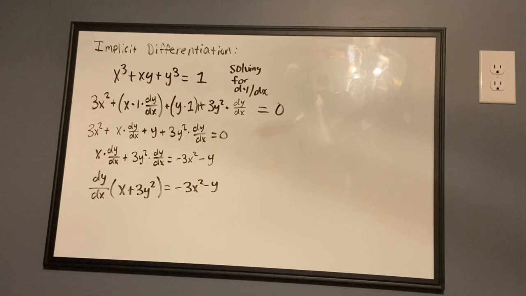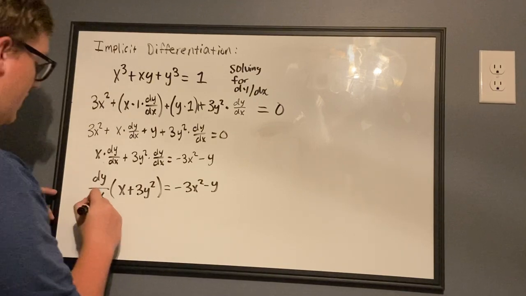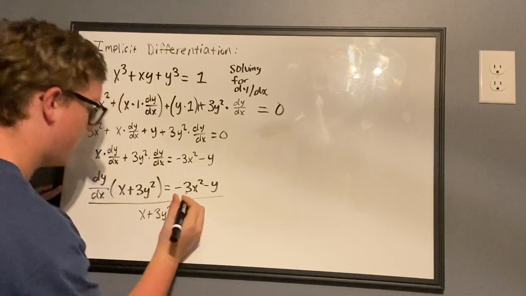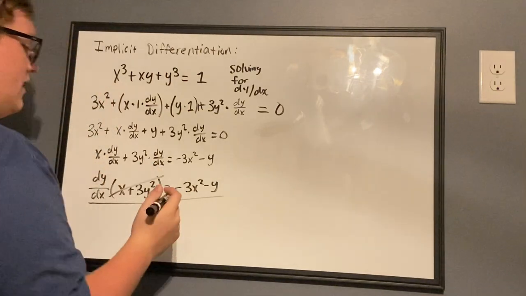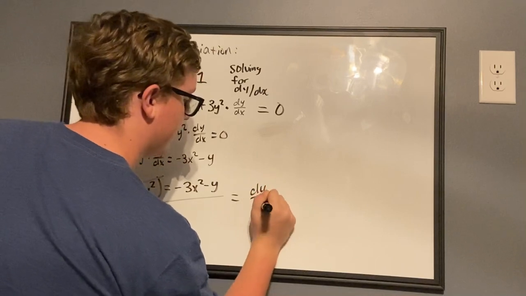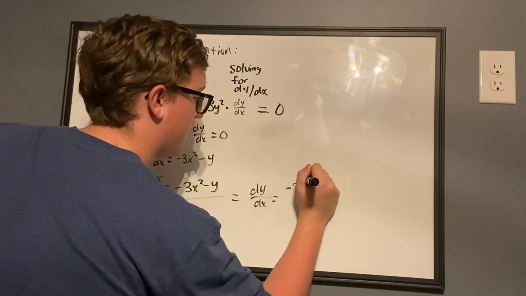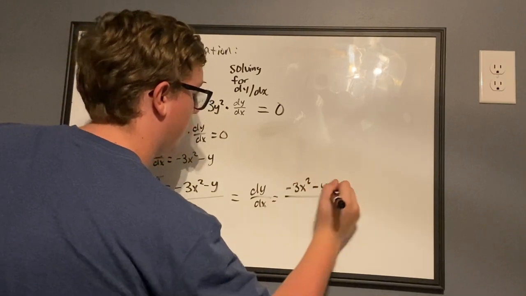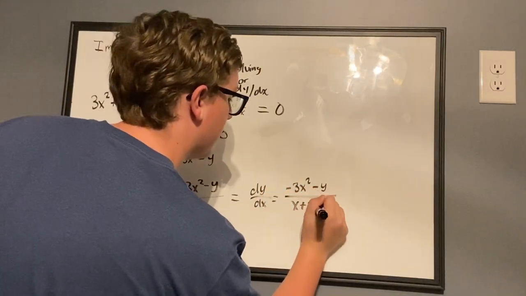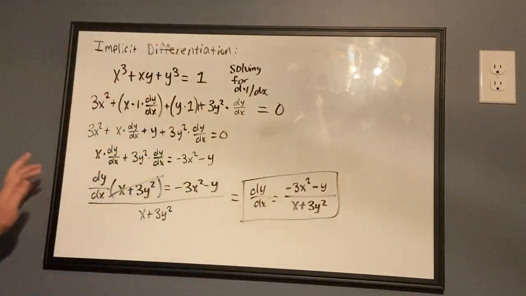So now we want this dy dx on its own. We see we're multiplying by this, so we're just going to need to divide by this now. So divide everything by x plus 3y squared. See that this cancels out with that. We end up with dy dx equals negative 3x squared minus y all over x plus 3y squared. That's going to be our derivative using implicit differentiation.